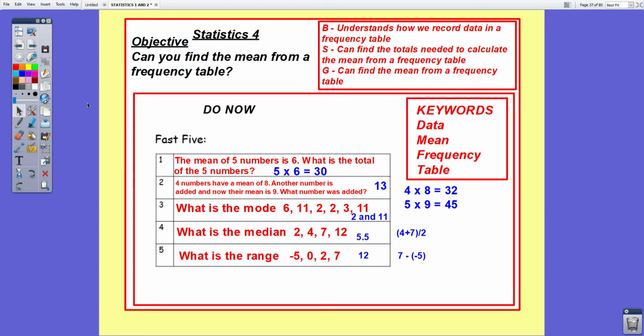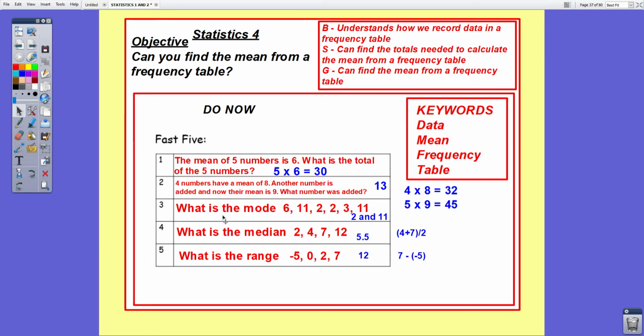Number 1, the mean of 5 numbers is 6. What is the total of the 5 numbers? Well, we know that the mean is the total divided by how many numbers there are. So the total divided by 5 equals 6. Therefore, the total must be 5 times 6, which equals 30.